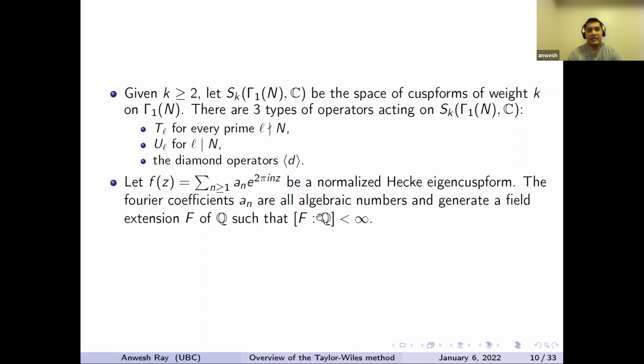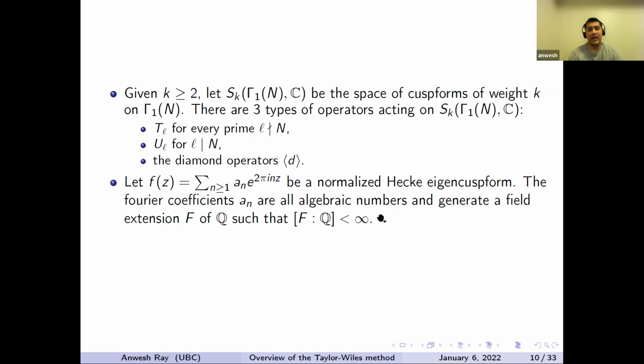Now, suppose f of z is a normalized Hecke eigen cusp form. Essentially what that means is we have this modular form on gamma 1 of N, and it's normalized in the sense that a sub 1 is set equal to 1 after multiplying by a constant. And it's a Hecke eigenform in the sense that all the Hecke operators act on it by a scalar.